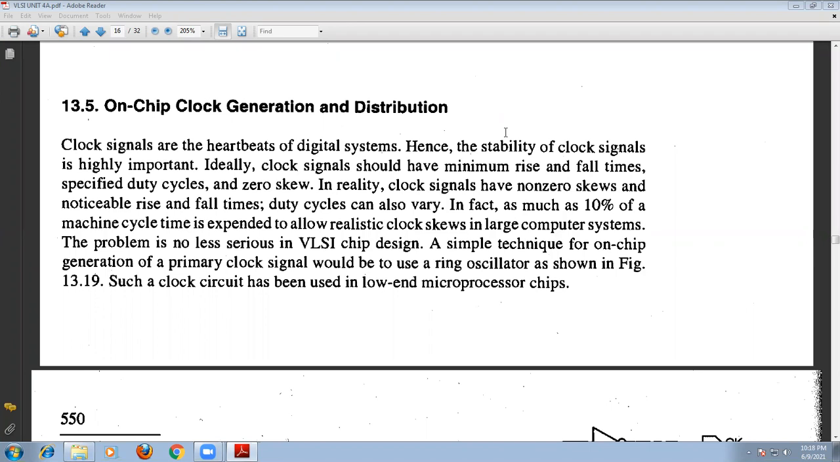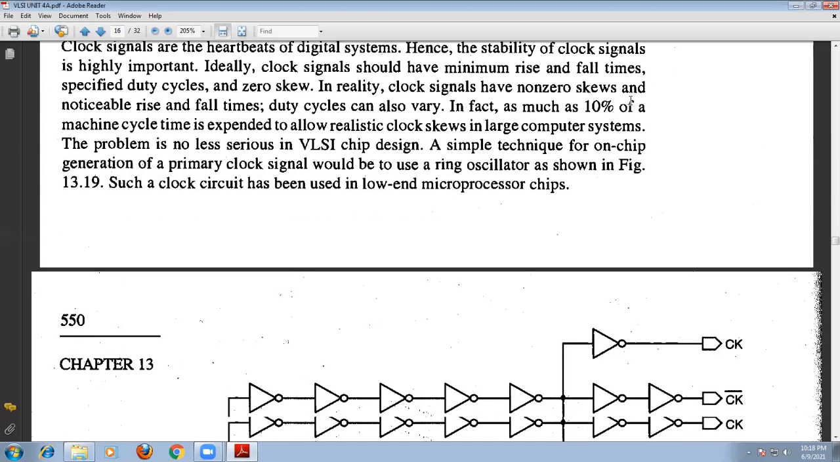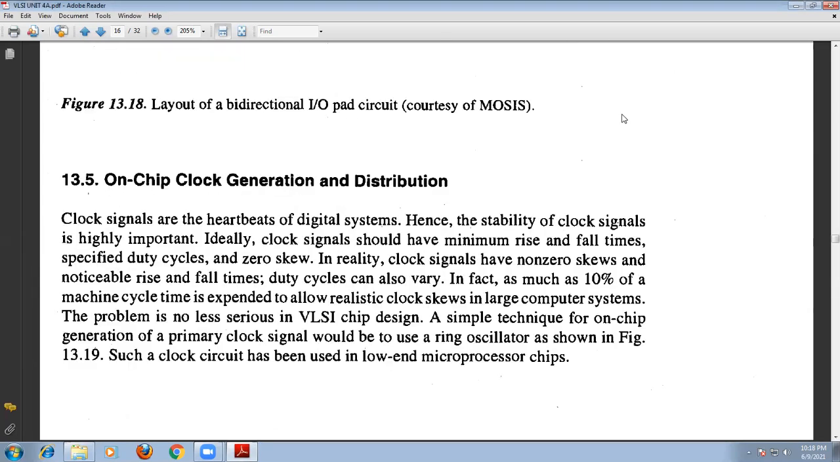In the last class, we discussed the output circuit and L di/dt noise, and how to reduce the noise. Now let's go to the next topic, that is on-chip clock generation and distribution.